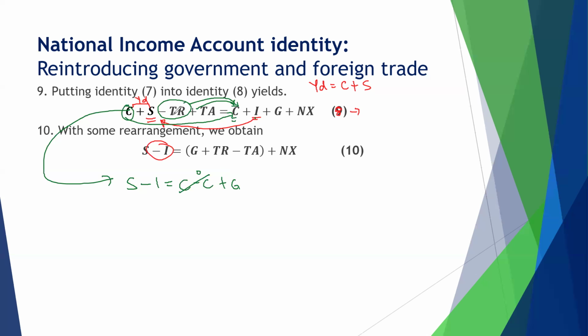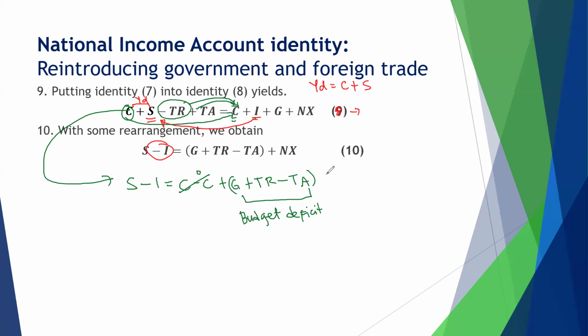So here, the negative TR being transferred here will become positive TR. Then we have here the positive TA, it becomes negative TA. So this one is actually what we call the budget deficit. So later I will explain the definition of the budget deficit.